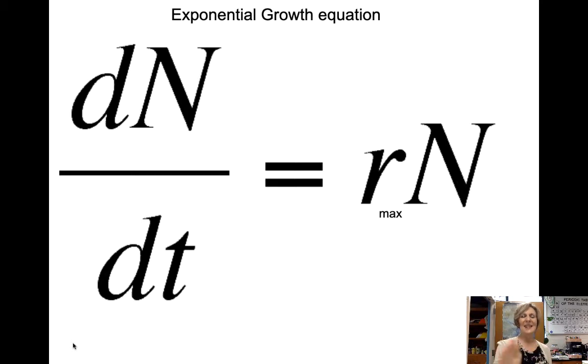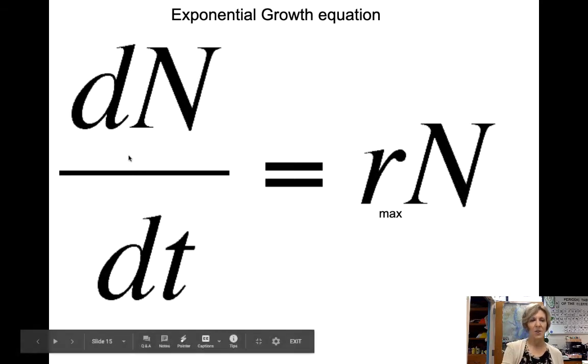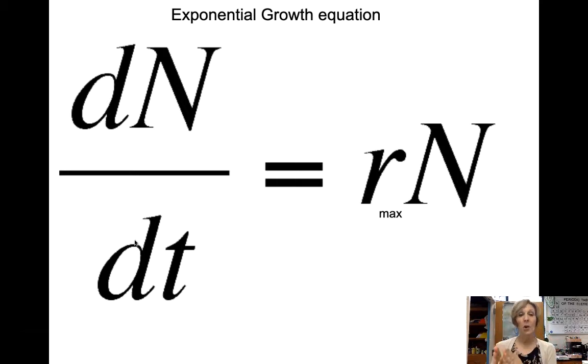So this dN over dt is basically looking at the rates, all right? And you don't need to be scared by those terms. Those basically mean the change in. And so the change in the population over the change in time, this whole expression here, you can kind of think of as a speedometer on a car.